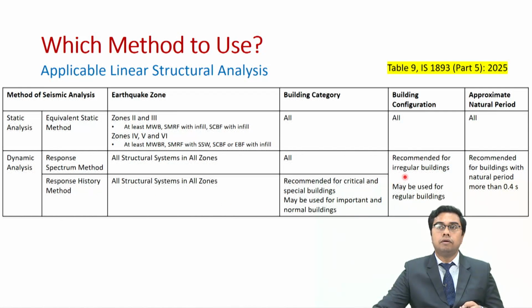Further on, for irregular buildings it is recommended that you use dynamic analysis methods. And if your building has natural period more than 0.4 seconds, then in that case it is always recommended that you use one of the dynamic analysis methods. In any case you can apply equivalent static method considering irregularity of building or the functionality of the building. However, for complicated cases it is best recommended that you adopt one of the dynamic analysis methods. However, for buildings with inferior structural systems, you cannot use the equivalent static method. So all these details are also available in table 9 of IS 1893 part 5 2025. You may have a look into the code for further information.